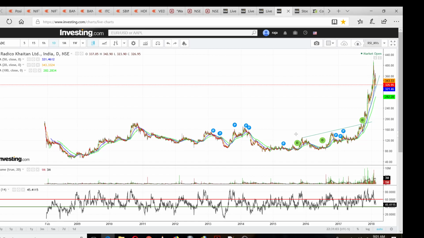So the question is regarding RADICO Khaitan, and I see it as good for a portfolio as well at this current level, and I see a bit of downfall. A few points of correction might still come, and so we'll discuss this after this disclaimer.